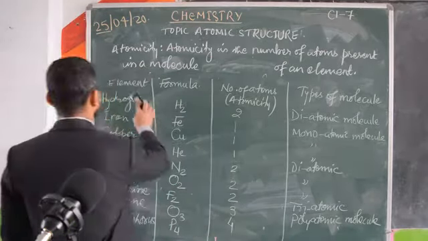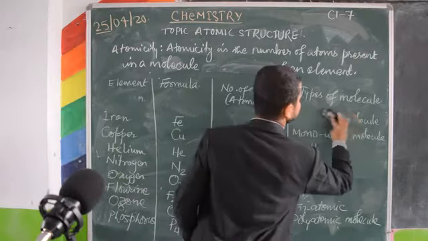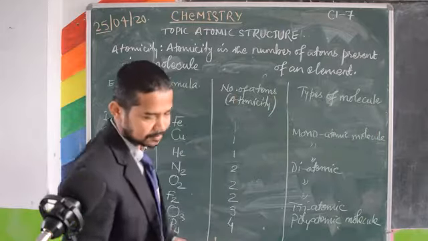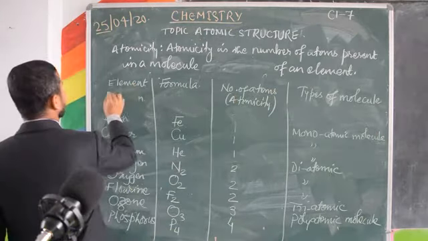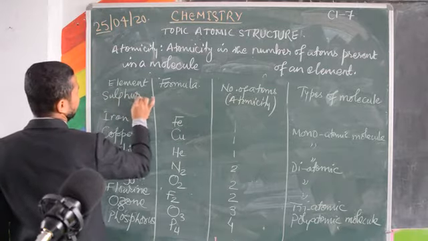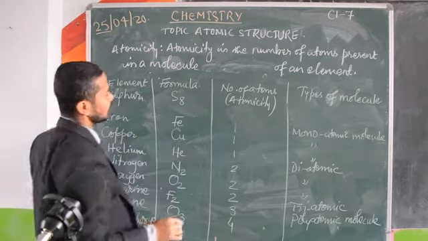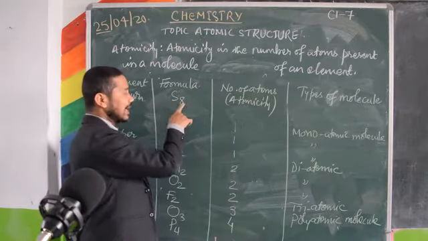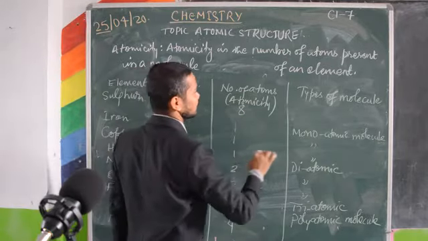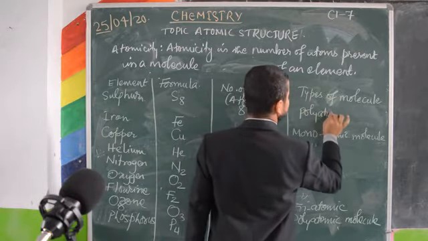Similarly, if I write sulfur, formula S8. So how many atoms are here? 8. So the type of molecule is again polyatomic.